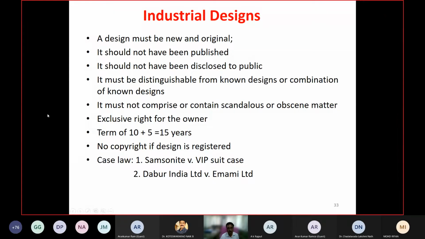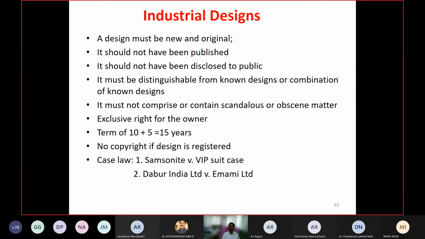And there is a big debate in the legal community. So it may be obscene, but there is a design that needs to be protected. In India, such things are not allowed. It may be happening in some other countries. And the owner of the design has the exclusive right.